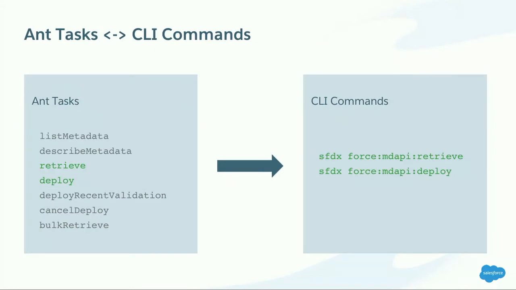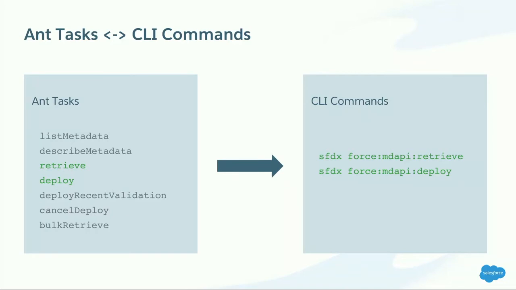Okay. With Ant, we provide a set of supported tasks. They're listed here. We are moving those tasks over to supported CLI commands. We're starting with the tasks that are designed to automate our development processes and our build processes. And so what you can see is that the retrieve and the deploy tasks that we have in Ant are available, like we just saw, through the CLI, through this force MD API, retrieve, and deploy commands.